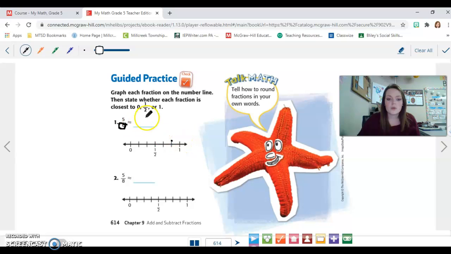What is it closest to? 1. Let's look at number 2. We have 5/8. I'm going to count 5 as my numerator. 1, 2, 3, 4, 5. Closest to 1/2. This is all we're doing for today. You are telling me if the fraction is closest to 0, 1/2, or 1.